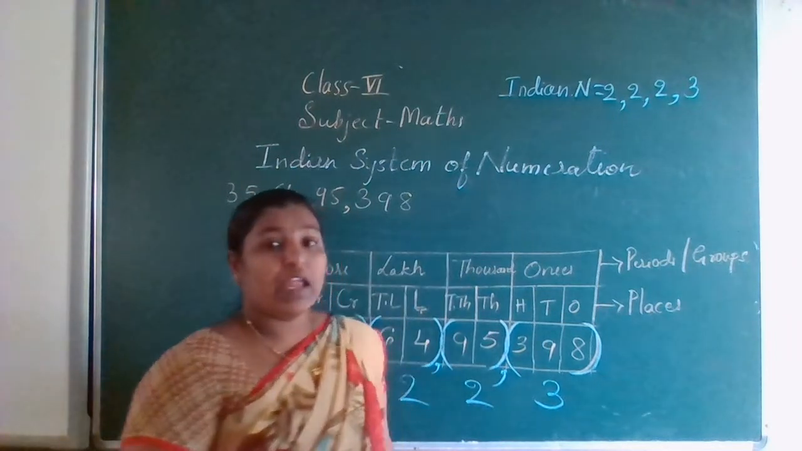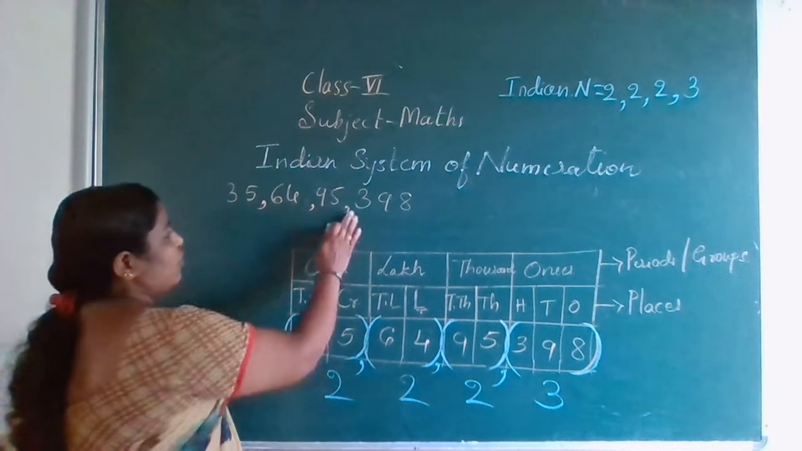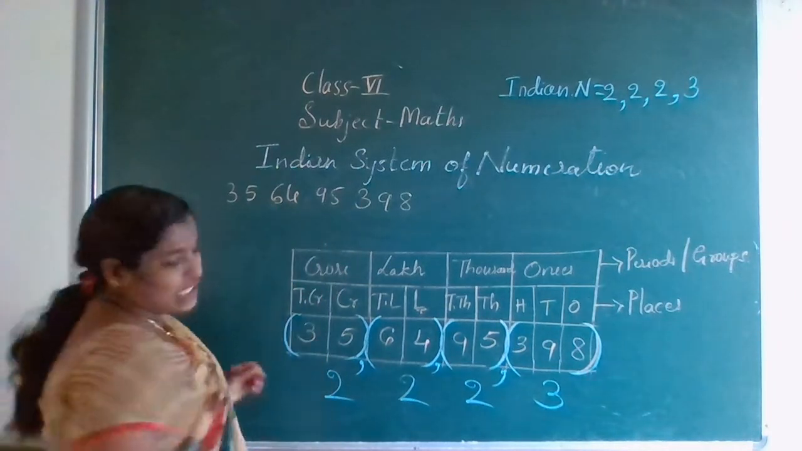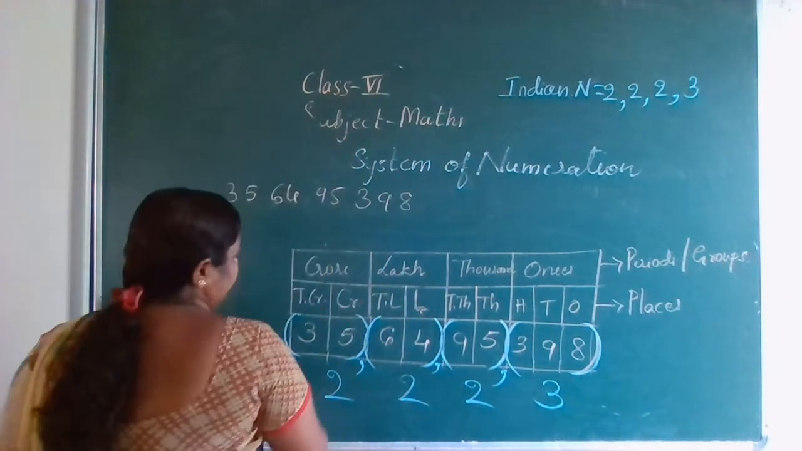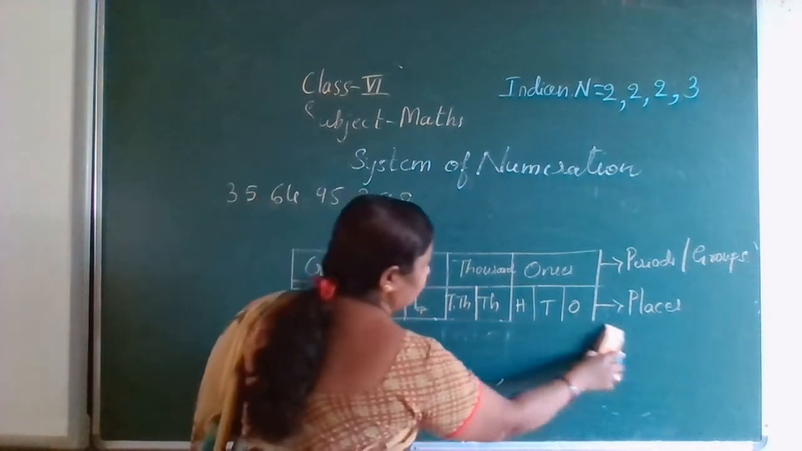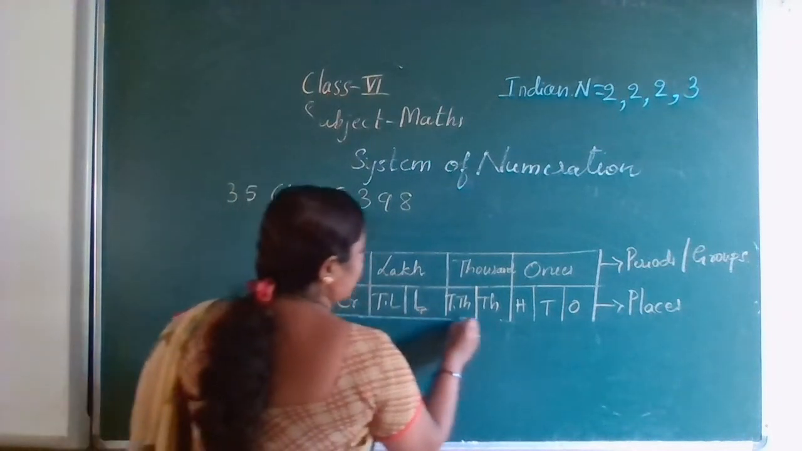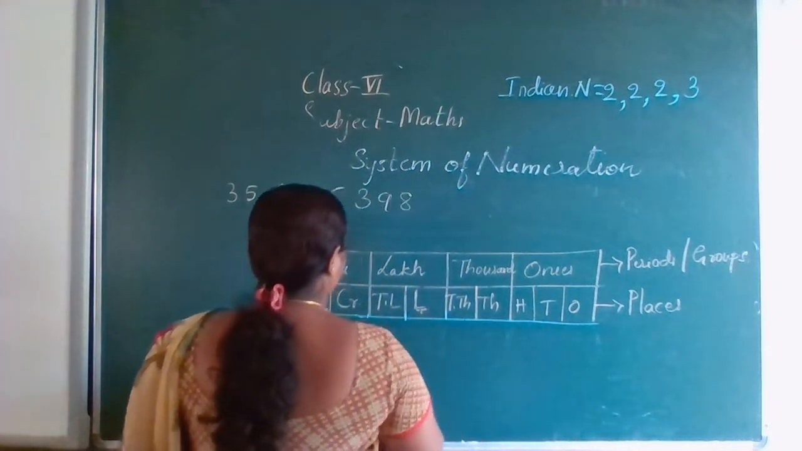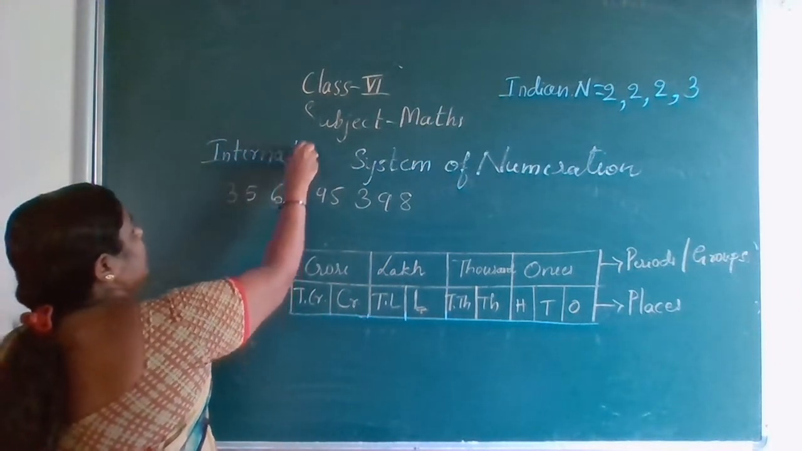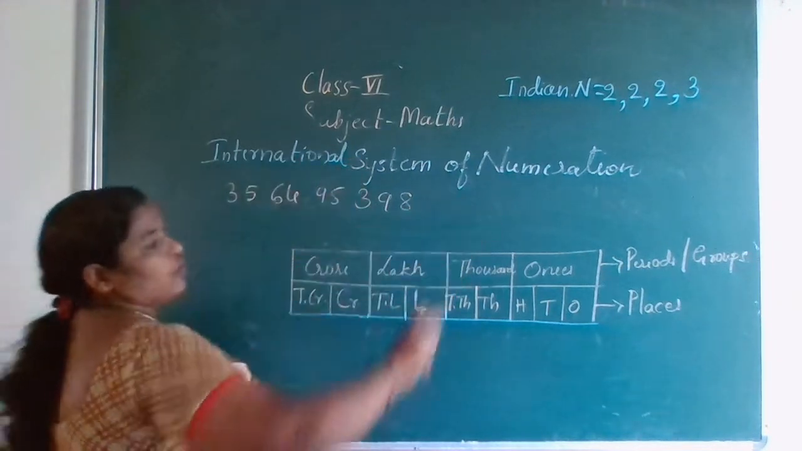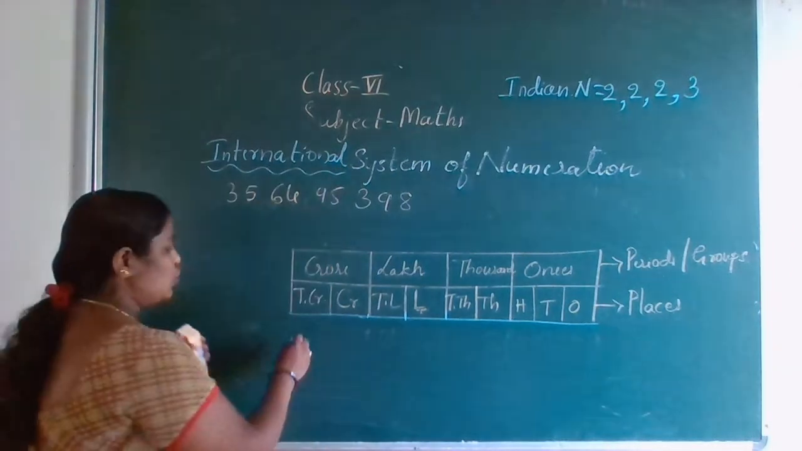So let's go on from the Indian system of numeration. I will take the same example and I will explain it to you. This is the Indian system. Now the international system of numeration. How does the international system of numeration work? I will show you another chart.